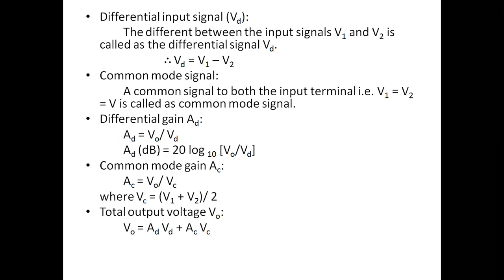Now we are supposed to calculate the output voltage when we consider the differential gain and the common mode. At that time, you will get the total output voltage VO equal to ADVD plus ACVC. It means differential gain into differential voltage, plus common gain into the common mode signal voltage. So you will get output voltage equal to ADVD plus ACVC.